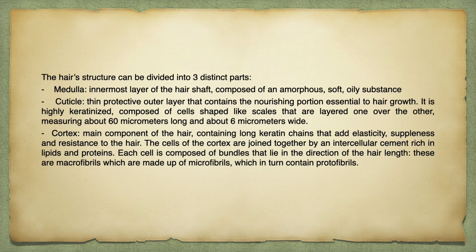The hair structure can be divided into 3 distinct parts: the medulla, an innermost layer of the hair shaft composed of amorphous soft oily substance; the cuticle, a thin protective outer layer that is highly keratinized, composed of cells shaped like scales layered over each other, measuring about 60 micrometers long and about 6 micrometers wide; and the cortex, the main component of the hair, containing long keratin strands and adding elasticity and resistance to the hair.